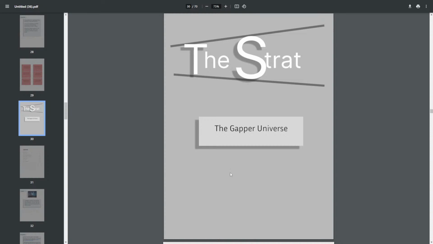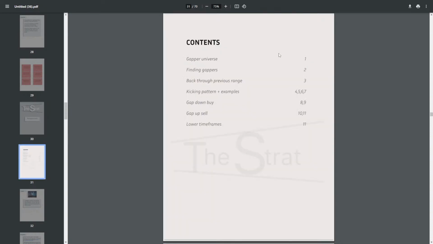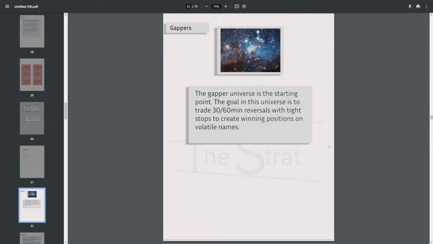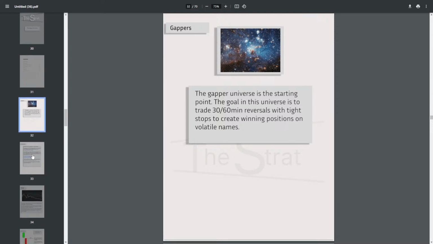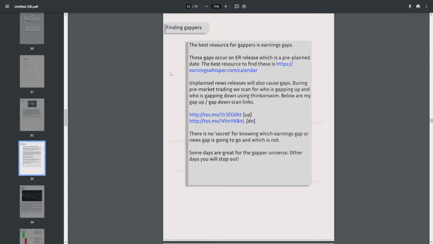So the first one is the Gapper universe. Here's our contents. The Gapper universe is the starting point, and the goal is to trade 30-60 reversals with tight stops, creating winning positions on volatile names. The best resource for gappers is earnings gaps because these occur on ER release, which is a pre-planned date.